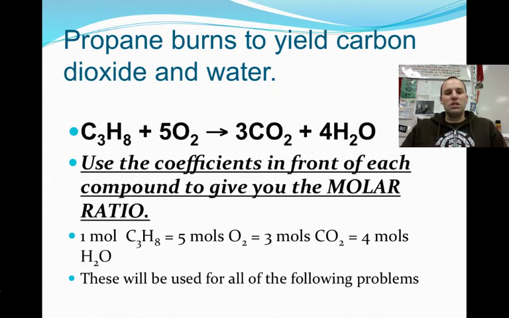We need the coefficients in front of each of these compounds. So technically there's a 1 in front of the propane, 5 in front of the oxygen, 3 in front of the carbon dioxide, and a 4 in front of the water. Those are the molar ratio, and we will use that molar ratio for all of the following problems. Okay, so whenever you're trying to figure out how does propane relate to oxygen, the relationship is a 1:5 ratio. Or oxygen to carbon dioxide, that's a 5:3 molar ratio. Okay, so we're going to be looking at the molar ratio a lot.